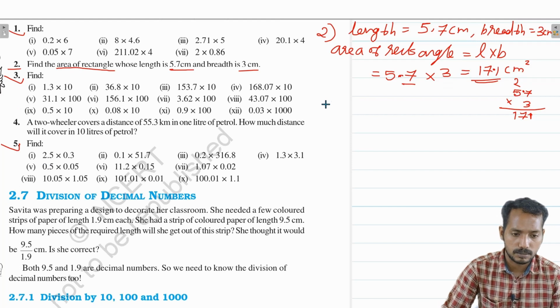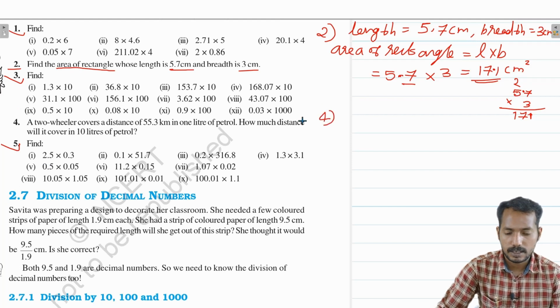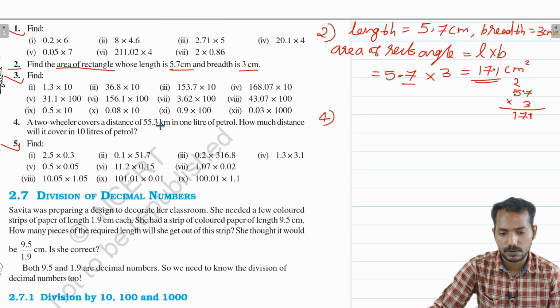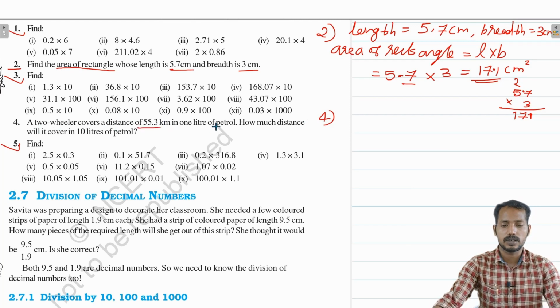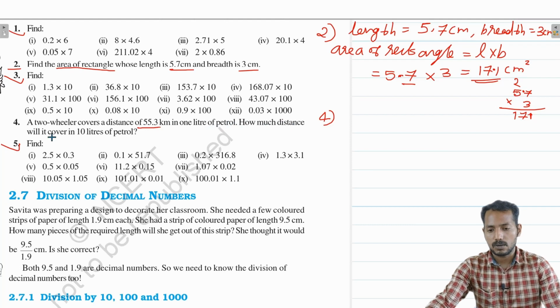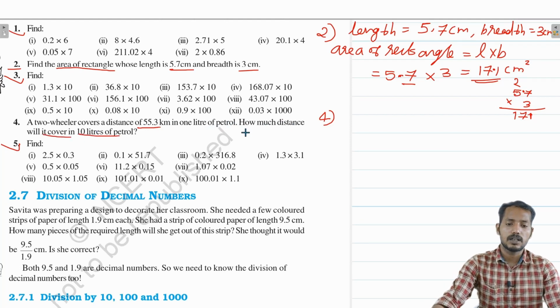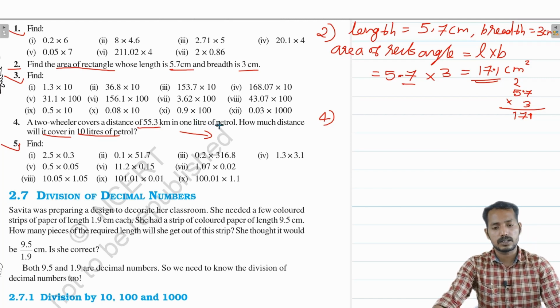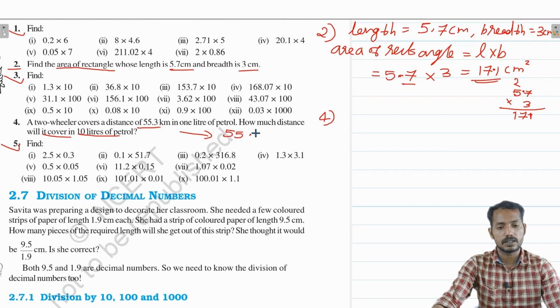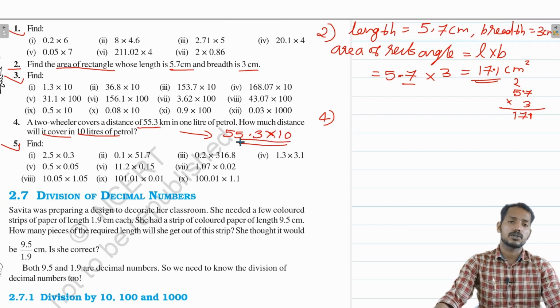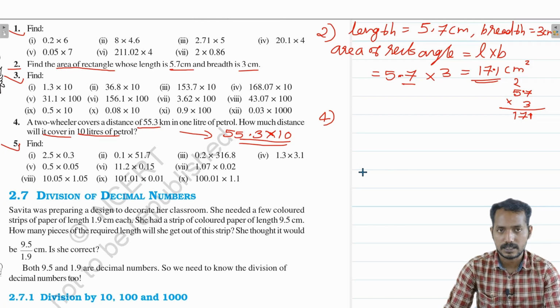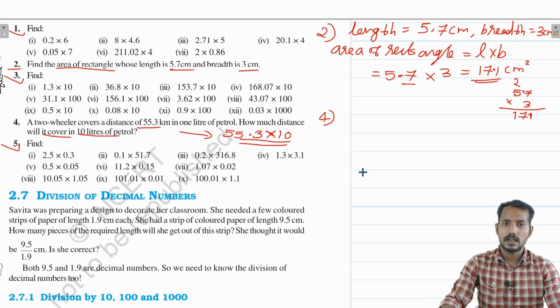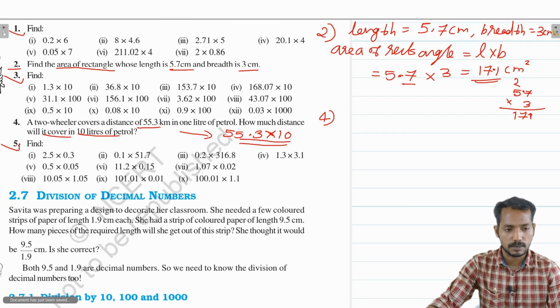Next one question. One more question is there. Question number 4. A two-wheeler covers a distance of 55.3 kilometers in 1 liter of petrol. How much distance will it cover in 10 liter of petrol? Very simple one. It covers 55.3 kilometers in 1 liter petrol. So with 10 liter petrol, it can cover a distance of 55.3 into 10. We already discussed how to multiply a decimal number by 10, 100, 1000. So try yourself.